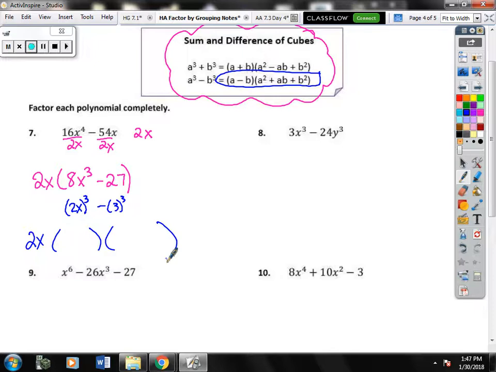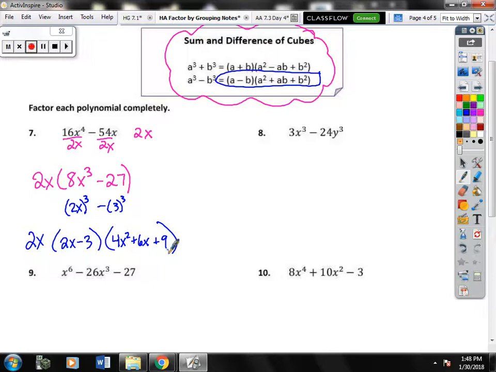So, using this formula, we should have a minus b. So that would be 2x minus 3. It is not a negative 3. B is just 3. And then a lot of you still screwed this up, even though I harped on it at the board so many times. A squared. When you square this, you have to square the 2 and the x. 4x squared. Plus ab. So we're going to add 2x times 3. 2x times 3 would be 6x. Plus b squared. Square the 3, that's plus 9.